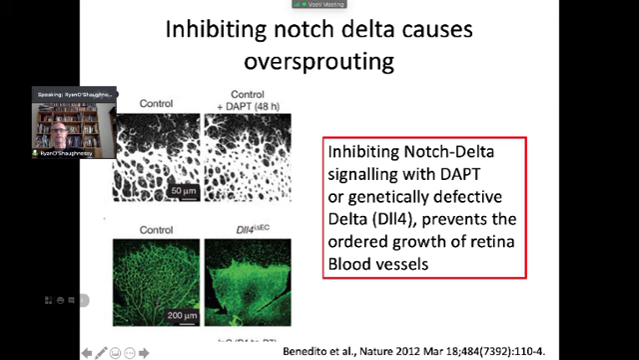However, when we treat with DAPT, or we look at a mutant with genetically defective delta, we can see that there's oversprouting occurring, and the clearly defined, nicely arranged system of blood vessels is lost because every cell is able to sprout and terminally differentiate. So we get a sort of shrunken system where every cell tries to adopt that final fate, and this causes disordered growth of the retinal blood vessels.